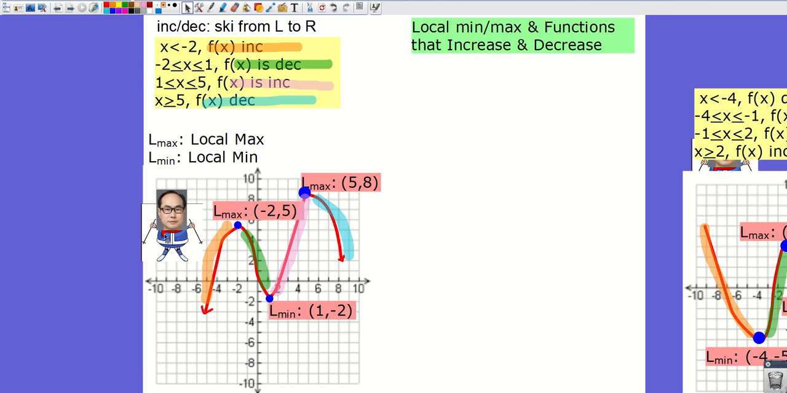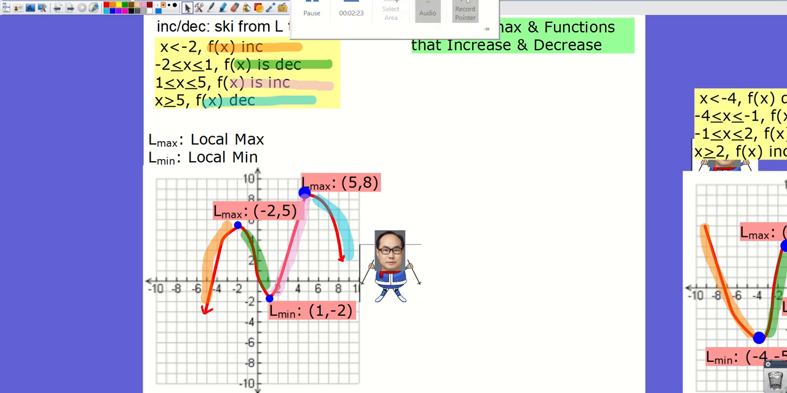The orange was increasing, that's why we got increasing here. The green was decreasing, that's why we got decreasing here. The pink was increasing, that's why we got increasing here. And the blue was decreasing, that's why we got decreasing there. So when you think of increasing, decreasing, I want you to think of uphill, downhill.